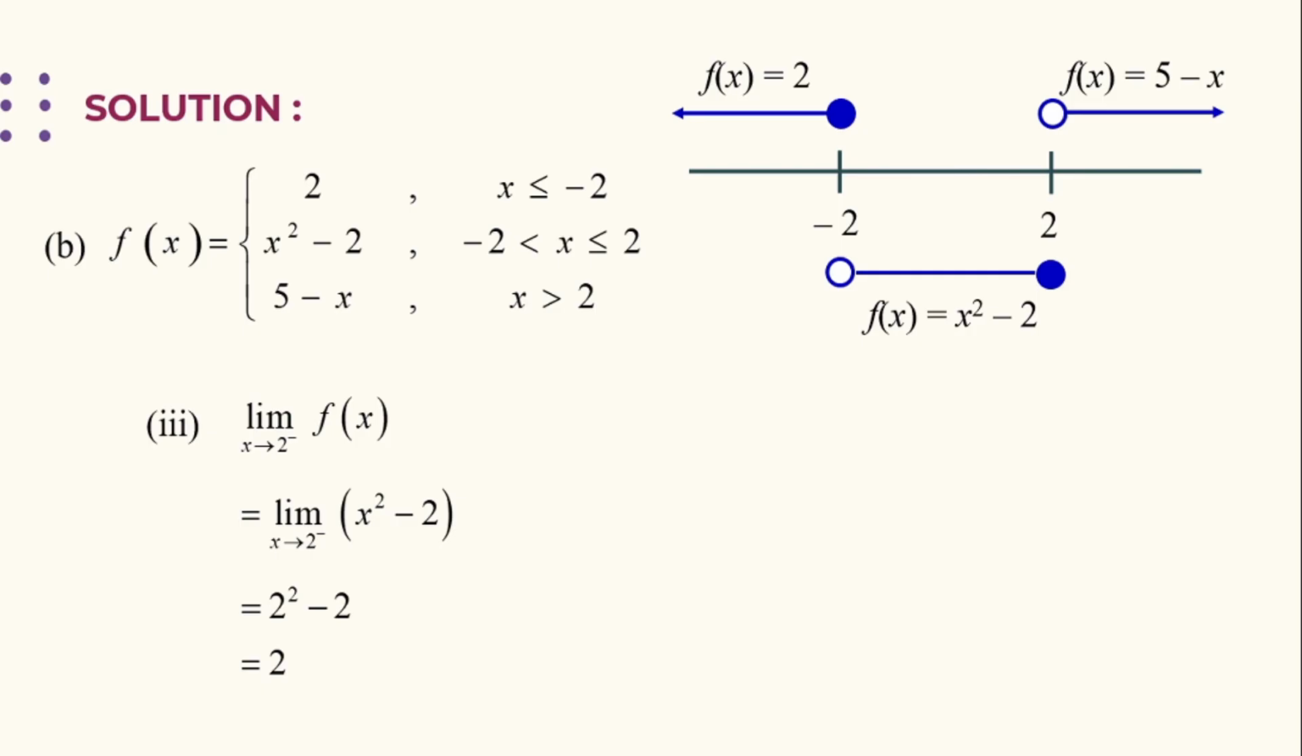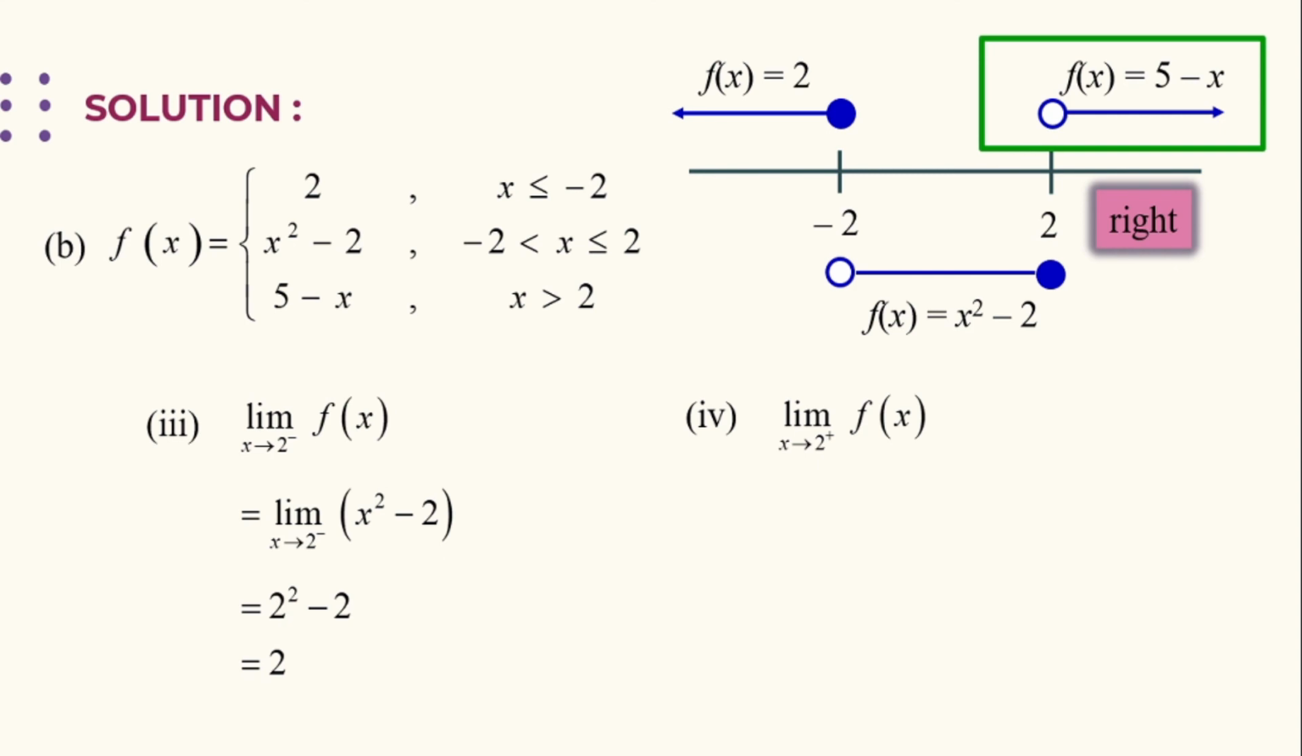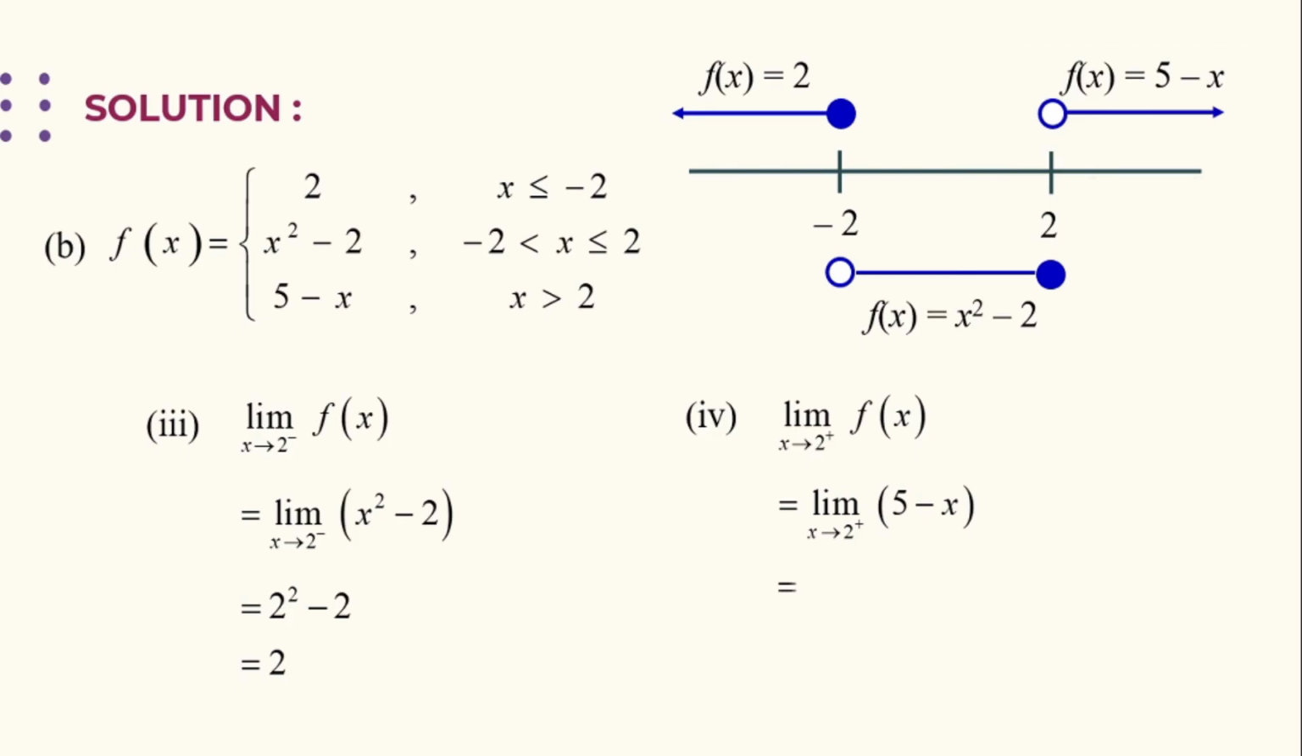Okay. Last, number 4. Find the limit of f(x) as x approaches 2 from the right. Now we stay to the right of x equal to 2. So we notice that the function when x approaches 2 from the right is 5 minus x. So we replace f(x) by 5 minus x. Substitute x, it is 5 minus 2. And the limit value is 3.